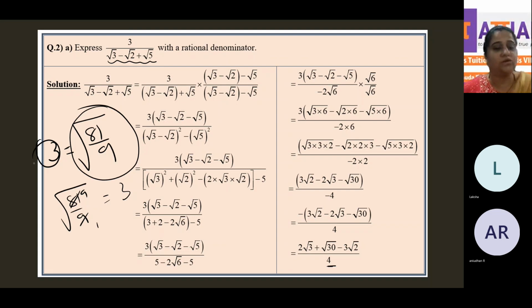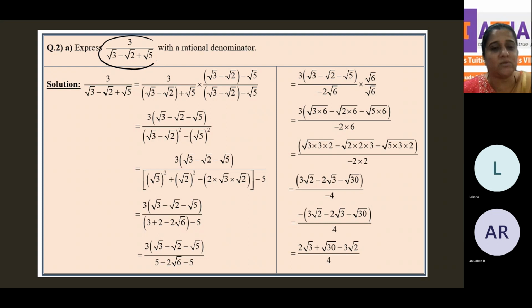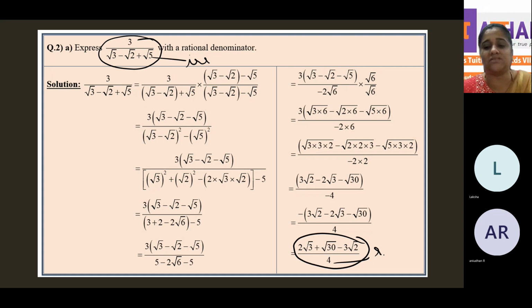So the same thing here. The expression in the question and the expression in the answer, they look different, but they have the same value. In the question, the denominator is irrational. In the answer, the denominator is rational. However, the two expressions have an irrational value. Is that clear?